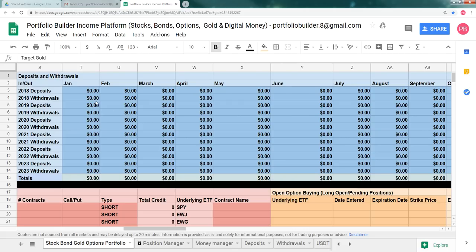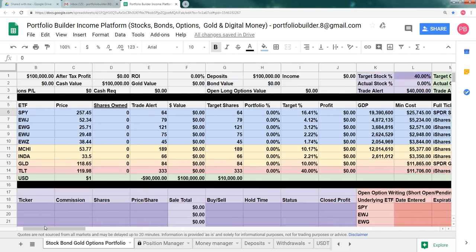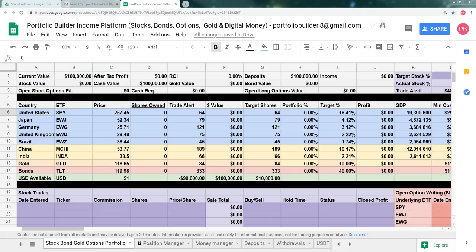Once you're happy with the target allocations, the next step is to scroll over to the deposits and withdrawals. And so let's look at a sample portfolio if you were to deposit $100,000. After inputting the $100,000 deposit, I can now scroll over and take a look over here. For generating income, our initial goal is going to be to get at least 100 shares of the SPY ETF, even if that's a greater amount than the Trade Alert first recommends, because we can only write one covered call per 100 shares we own of each underlying asset.